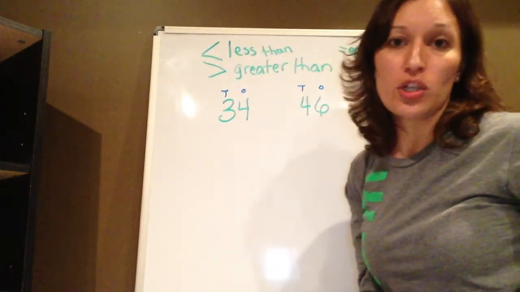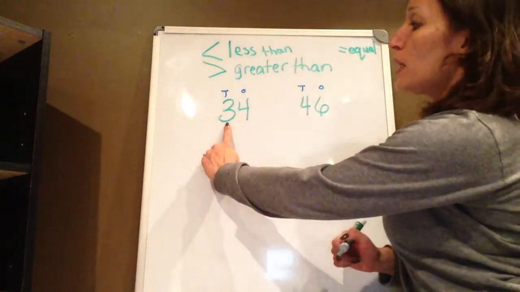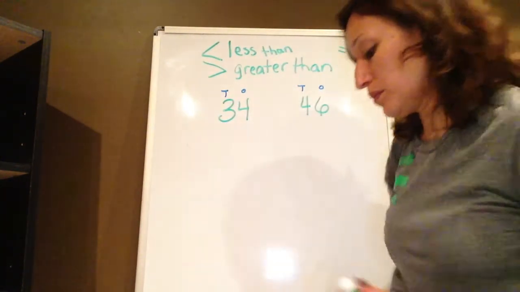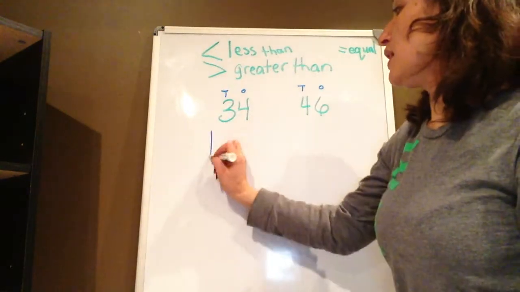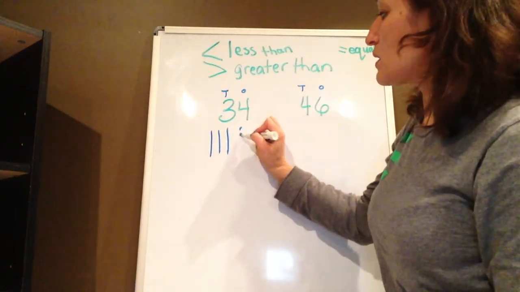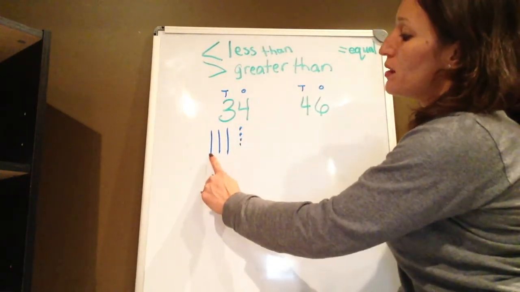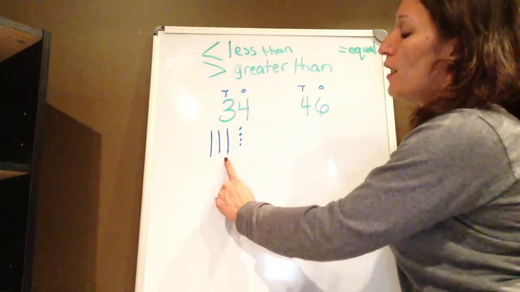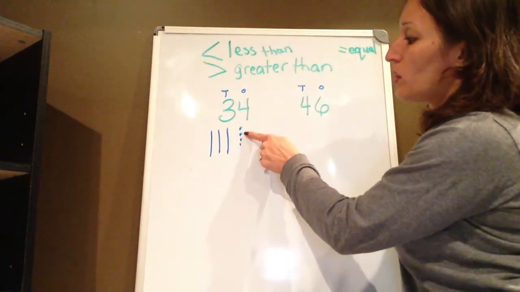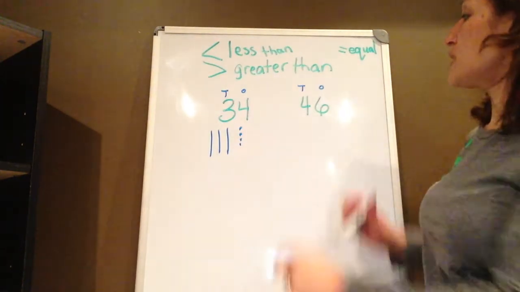But just to make sure we show our understanding all the way, let's draw a picture to prove it. 3 tens looks like this, and 4 ones looks like this. This number is 34. 3 tens, 10, 20, 30, and 4 ones. 31, 32, 33, 34. This number is 46.